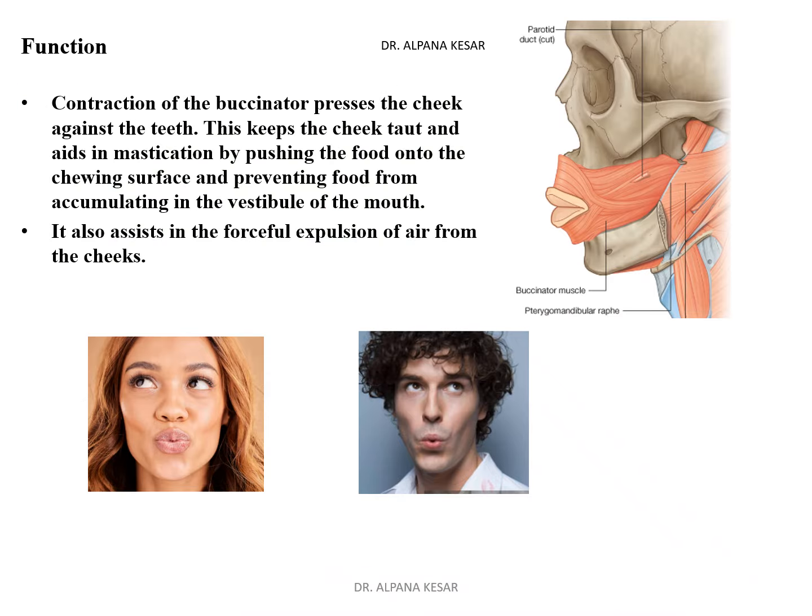Function of buccinator muscle. When the buccinator muscle contracts, it makes the cheeks taut and presses the cheek against the teeth. This helps in chewing of the food as it pushes the food out of the vestibule of the mouth onto the chewing surface of the teeth. Buccinator muscle also helps in forceful expulsion of air from the cheeks as during whistling or blowing off a balloon.